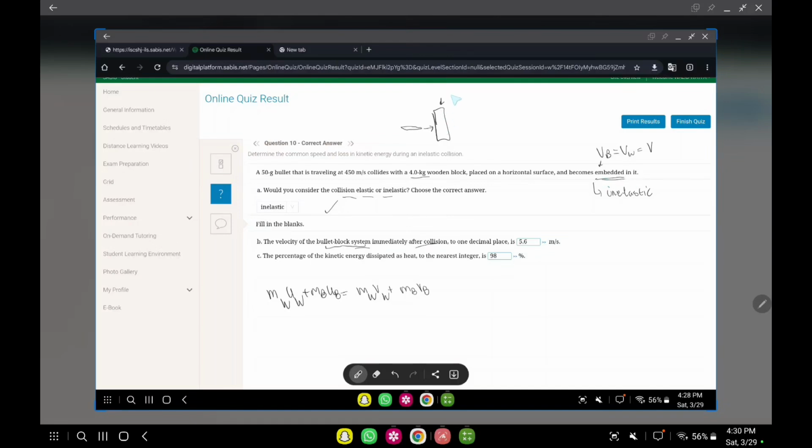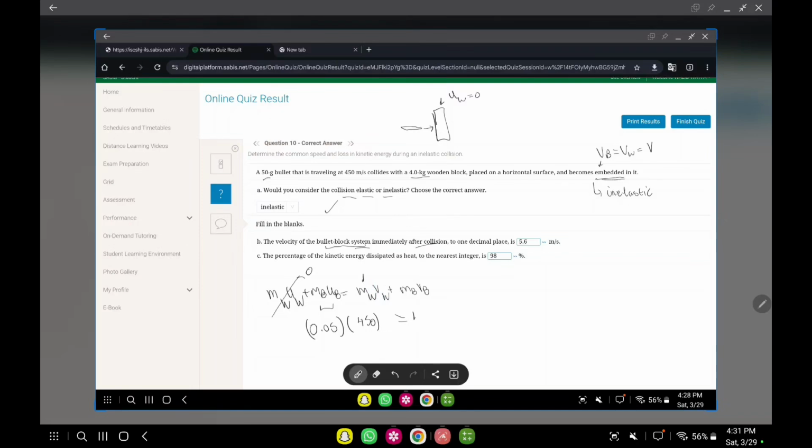The wood was initially, obviously, what was it doing? Was it moving, jumping around? No. So the U of the wood was 0. So therefore this is 0. Okay, mashi. For the bullet, we have the mass of the bullet, 50 grams, so it's 0.05 kg, times the U of the bullet, which was initially traveling at 450 meters per second.